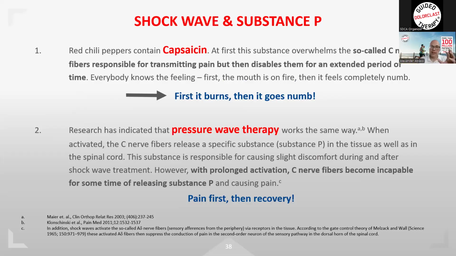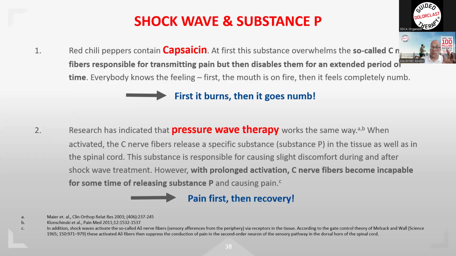It's exactly the same thing that the shockwave is doing. Same C nerve fibers. Yes, we are releasing substance P in the tissue and the spinal cord. This substance is causing discomfort, which we can generate during our shockwave therapy.